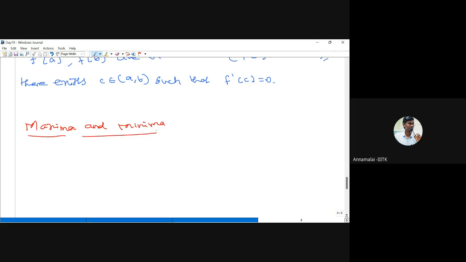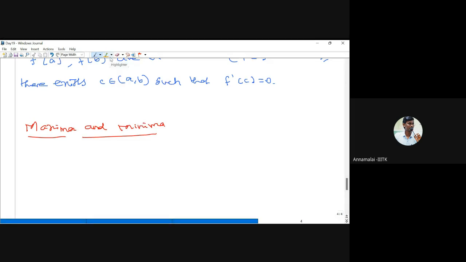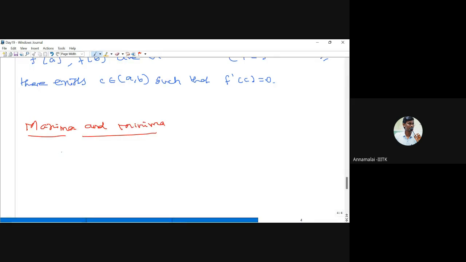So when we say the function has a maximum value at a point C, if you take any other points, the value should be less than that point. Suppose C is any interior point, C is in the open interval a comma b. Now, f of C is said to be the maximum value of your function.